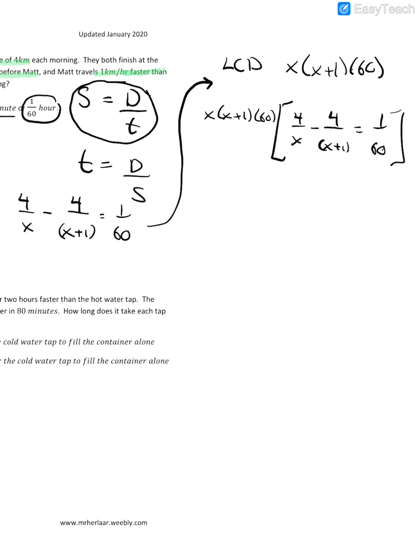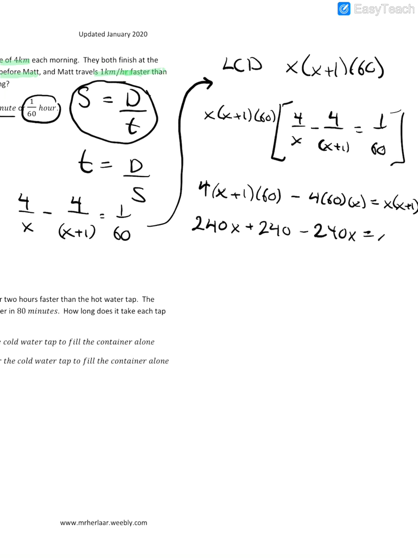So for the first one, the x is going to cancel. We're going to be left with 4 times x plus 1 times 60, minus, the x plus 1 is going to cancel, so 4 times 60 times x, and then the 60s are going to cancel, x times x plus 1. Water bomb the 4 and the 60, so we're going to have 240x plus 240 minus 240x equals x squared plus x. We see here they cancel. We're left with, let's get everything else together, x squared plus x minus 240.